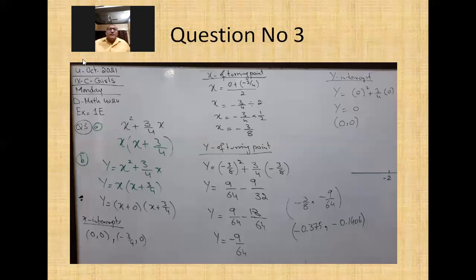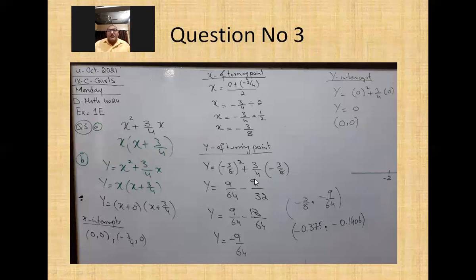For that purpose, I will use the original equation, this one, and there I put the x value minus 3 by 8. I will substitute the x with minus 3 by 8. You can see here, we have put minus 3 by 8 in the place of x. So 3 square will be 9, 8 square will be 64, minus square will be positive. This will become minus, and 3 times 9 is 9, 4 times 8 is 32.